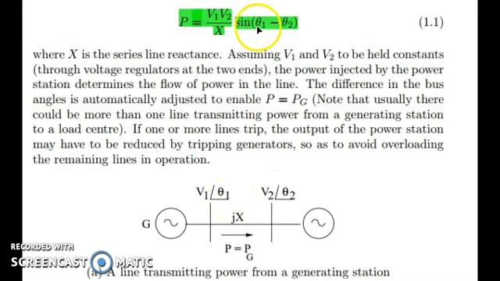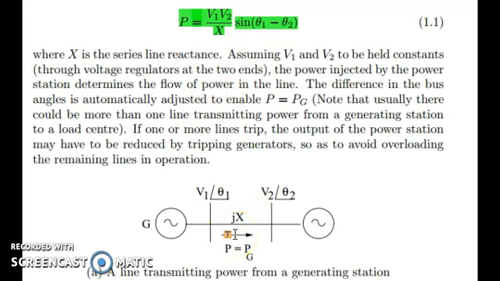Here we can see that if we keep the voltage magnitudes constant, and the sign of the values, let's consider V1 V2 sine of (theta 1 minus theta 2) to be more or less a constant at this point of time. In that particular perspective, we can say that the active power that's being transferred from point 1 to point 2 is actually inversely proportional to the reactance that's separating the 2 points.